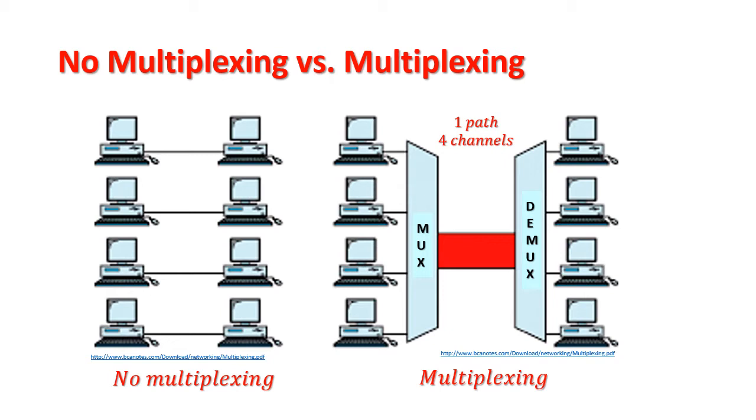Unlike in multiplexing, we only need one path for the signal to travel through. And it also has the advantage of being able to send information to more devices at the same time without the need of multiple paths.